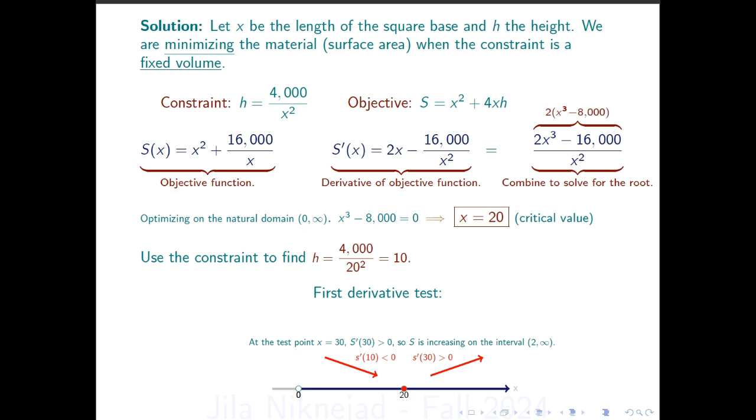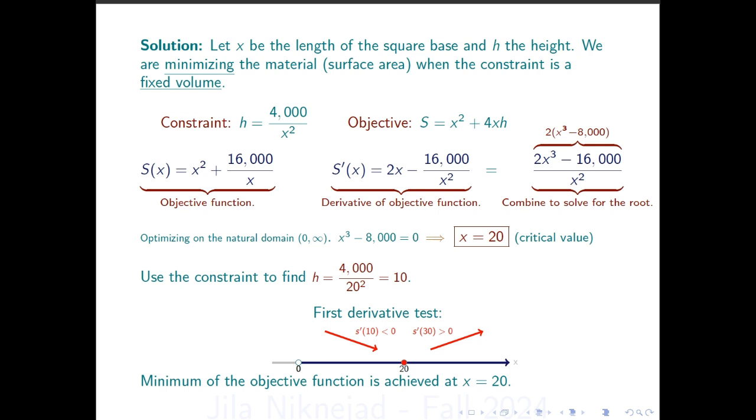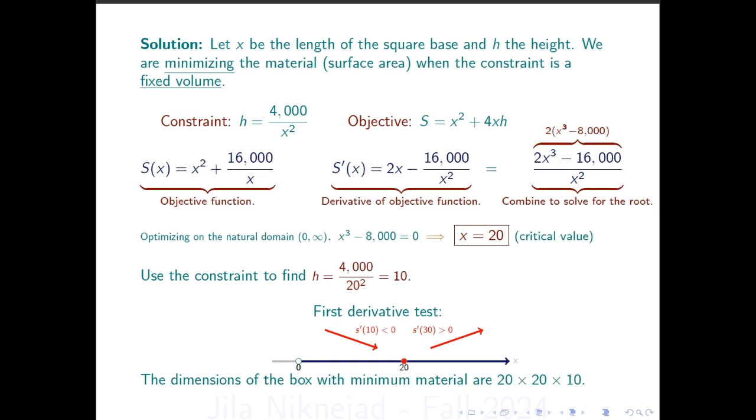Therefore, you see in the domain before the critical point, the function is decreasing. After the critical point, the function is increasing. Therefore, the critical point is a minimum point, or is the value that makes the function minimum. X equal to 20. The dimension of the box is going to be 20 times 20 times 10.